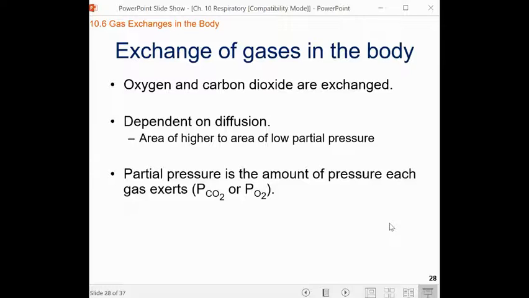It depends on diffusion. So we have to remember that things diffuse from areas of high concentration to areas of low concentration. And you'll see them refer to partial pressure. Basically, what you should do is think about the concentration of carbon dioxide and pay attention to where it's highest and where it's lowest. Then separately think about where the concentration of oxygen is highest. That will help you determine which direction these things are going to flow.